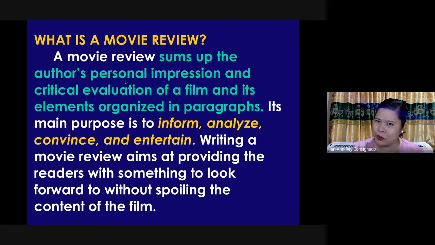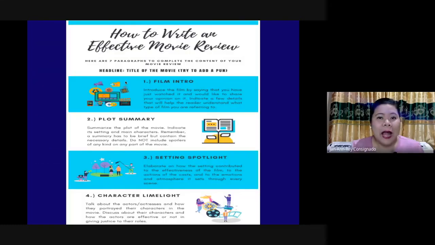What is a movie review? A movie review sums up the author's personal impression and critical evaluation of a film and its elements organized in paragraphs. Its main purpose is to inform, analyze, convince, and entertain. Again, these are the purposes: inform, analyze, convince, and entertain. Writing a movie review aims at providing the readers with something to look forward to without spoiling the content of the film.